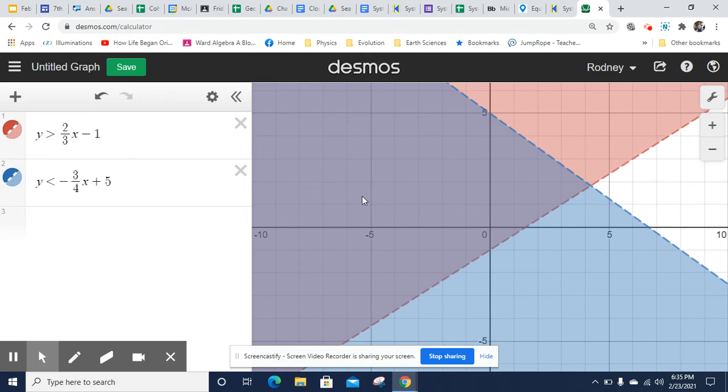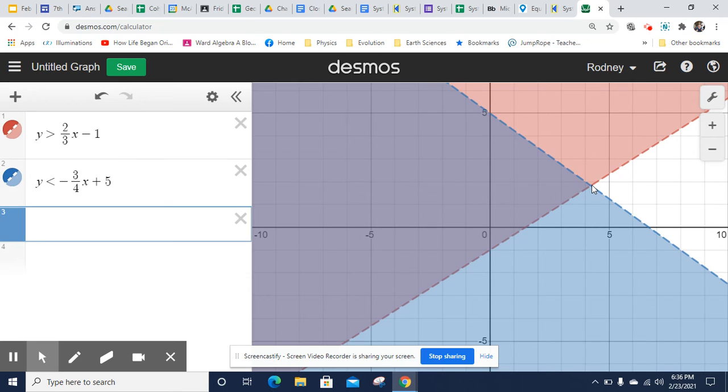And if I wanted to identify a point that is in the solution for this system, it needs to be in this overlap area. All points within this overlap area are solutions for this system of inequalities.